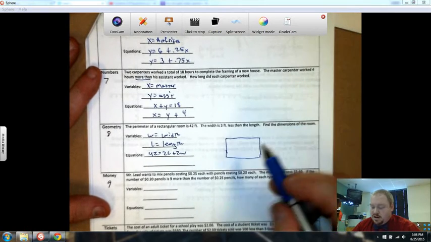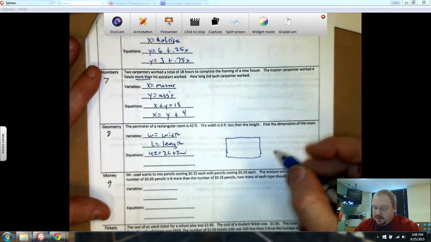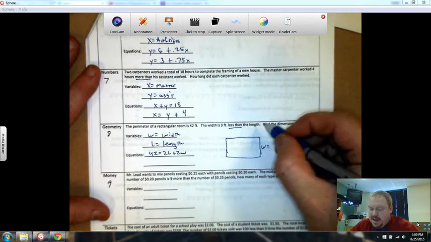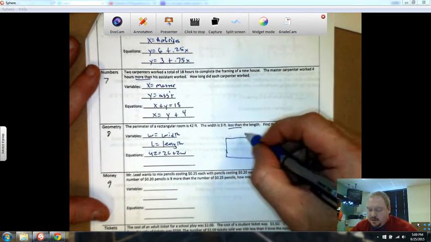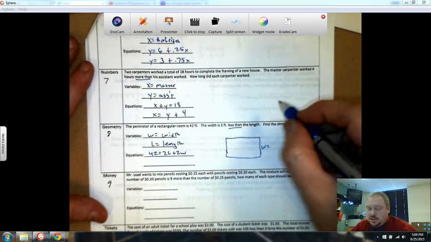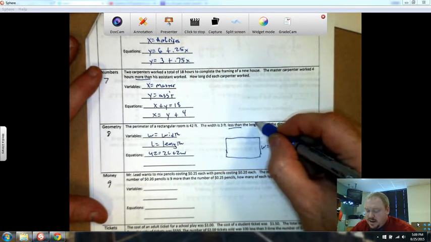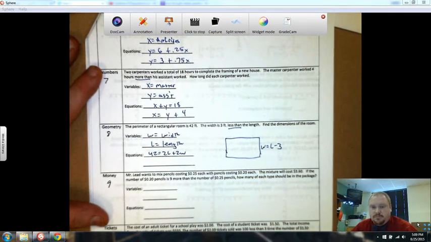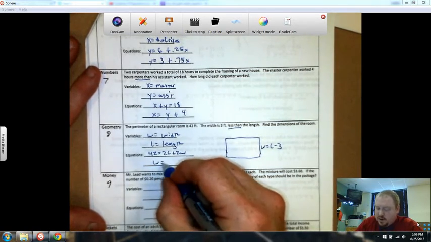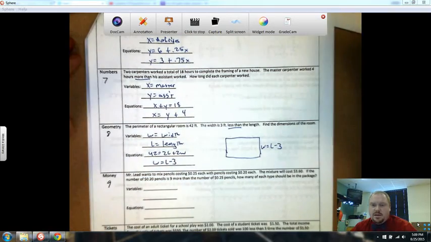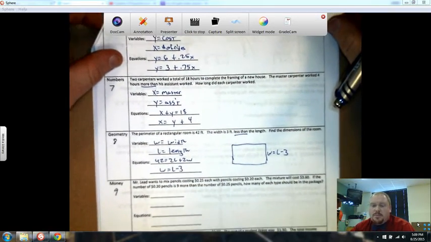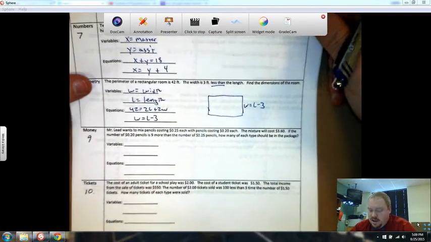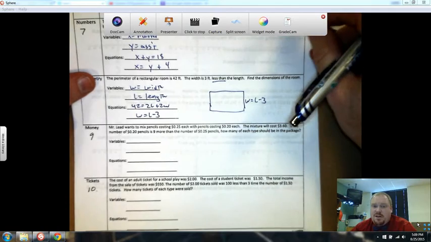Now it says the width is, so W is 3 less than the length. So it has than, so I got to change the order. So 3 is going to come second, L is going to come first. So that's my second equation. This takes some practice, so that's why we're going through this. Hopefully you've already moved on ahead and you've cut the video off by now.